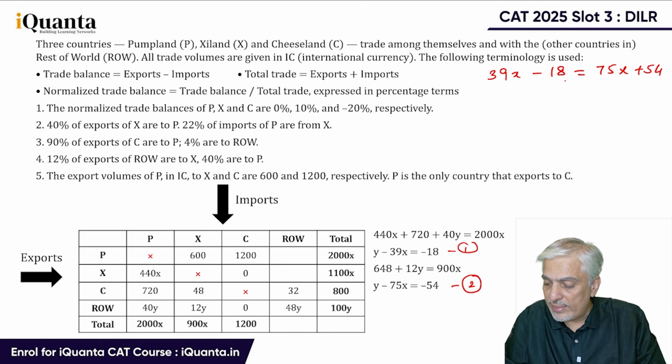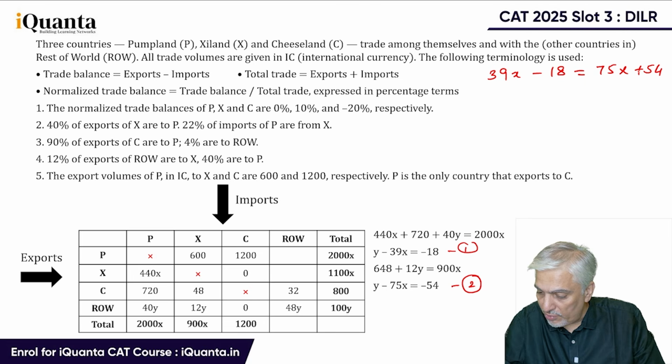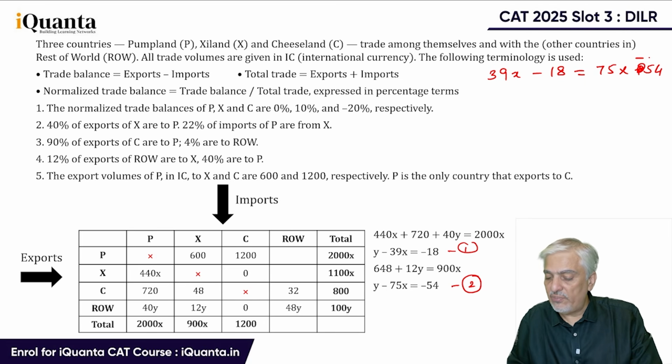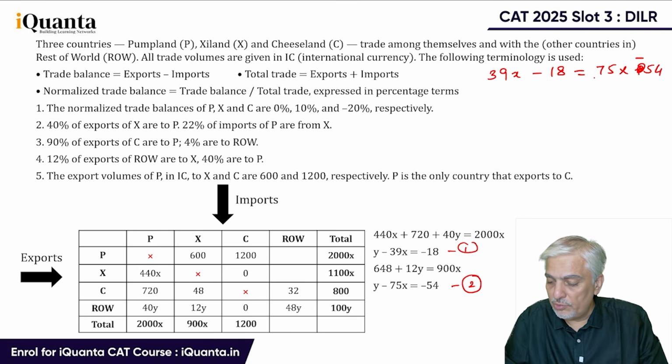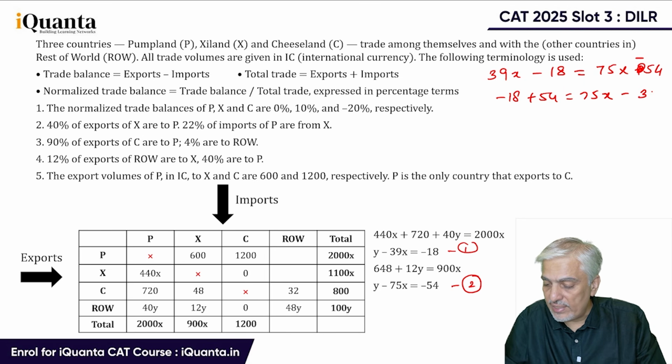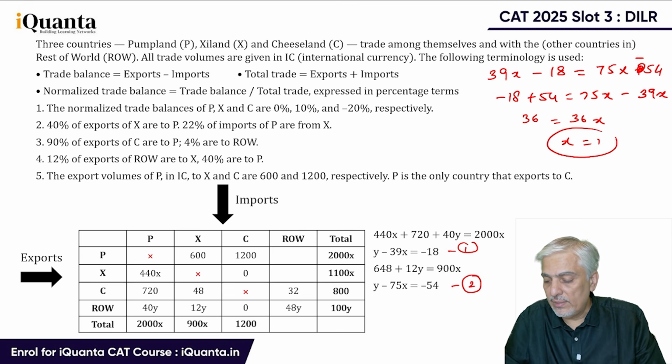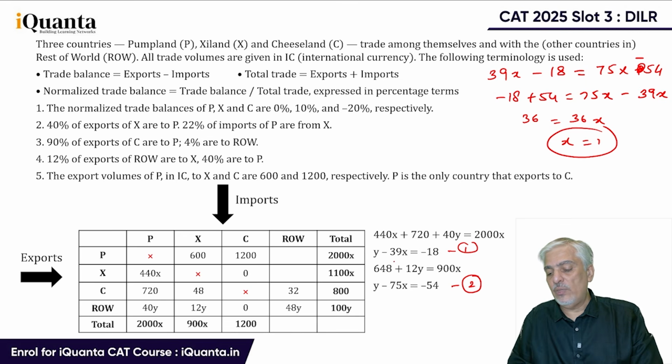So I'll get 54 plus 18 is minus 54, 75x minus 54. So 54 minus 18 plus 54 is 75x minus 39x. That will give me 36 is equal to 36x and x is 1. X is 1, put in any one of the equations, y will come out to be what, 21, I think. Yeah, y will come out to be 21. So x is 1 and y is 21.